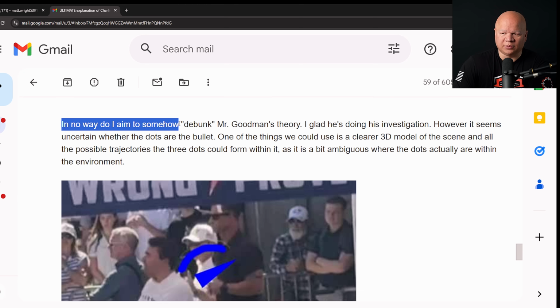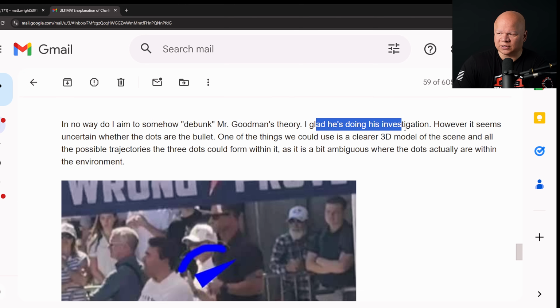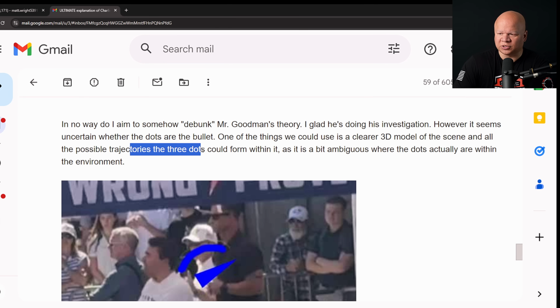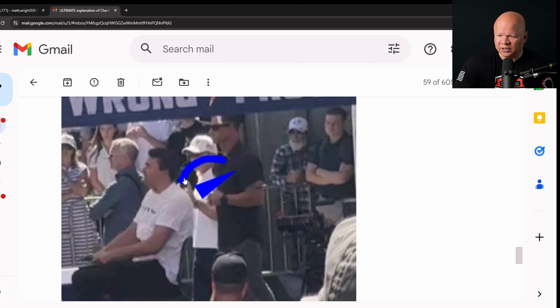In no way do I aim to somehow debunk Mr. Goodman's theory. I'm glad he's doing his investigation. However, it seems uncertain whether the dots are the bullet. One of the things we could use is a clear 3D model of the scene, and all possible trajectories of the three dots could form within it, as it is a bit ambiguous where the dots are actually within the environment. So like you can see here, the necklace is already off, and you can see this object here.